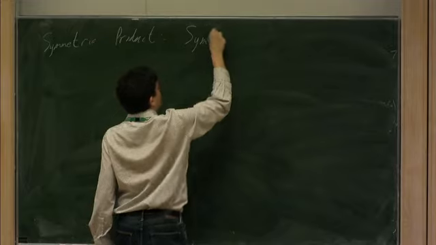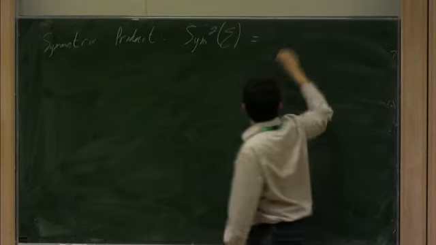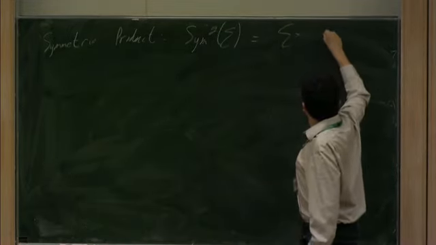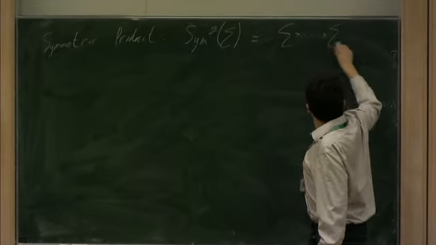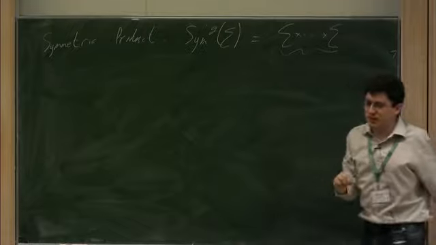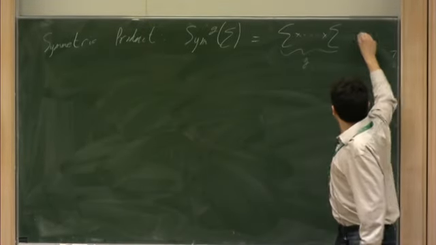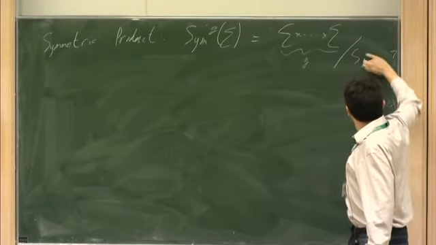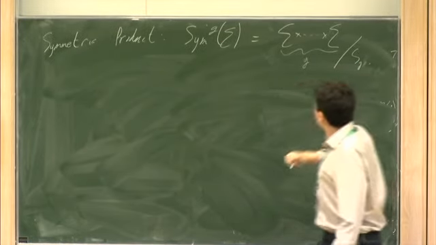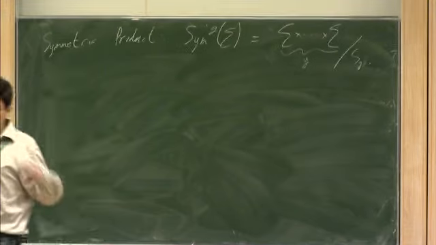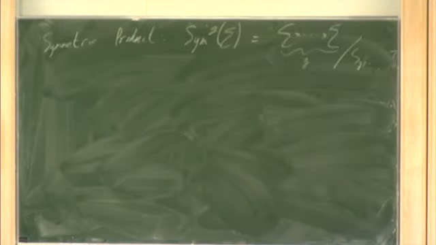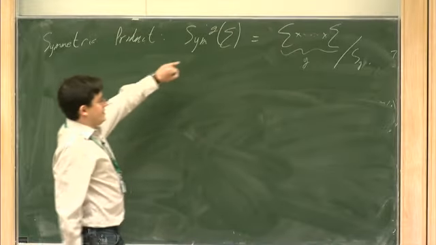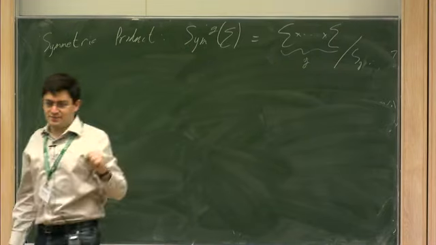Sym^g of sigma, which is going to be the product of g copies of sigma modded out by the action of the symmetric group. Okay, so the symmetric group on g letters acts on this thing by permutations. Now, remarkably, this turns out to be a manifold.